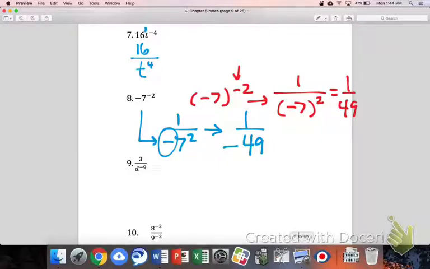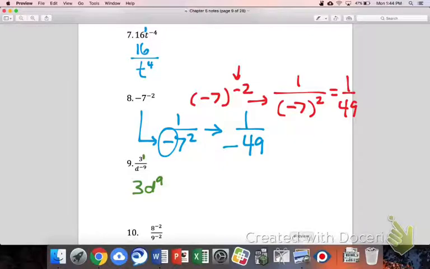Okay, number 9 says 3 over d to the negative 9th. As we said before, if the base has a negative exponent, you need to flip it to the other level. You can clearly see the d has a negative exponent. But what's the exponent right now on the 3? It's a 1, right? If there isn't an exponent, we understand it to be a 1. So that's 3 to the first. The 3 is not going to get flipped anywhere. It's going to stay in the numerator because it's got a positive exponent. But that d, because it has a negative exponent, is going to get flipped to the other level. So this would be 3 to the first times d to the 9th. You think of it as 3d to the 9th.